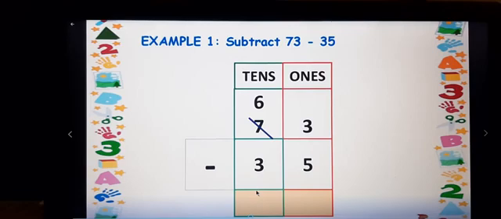1 tens plus 3 ones. So 10 plus 3, 13. So now you can do that. 13 minus 5, right? So here 13 minus 5, how will you do?